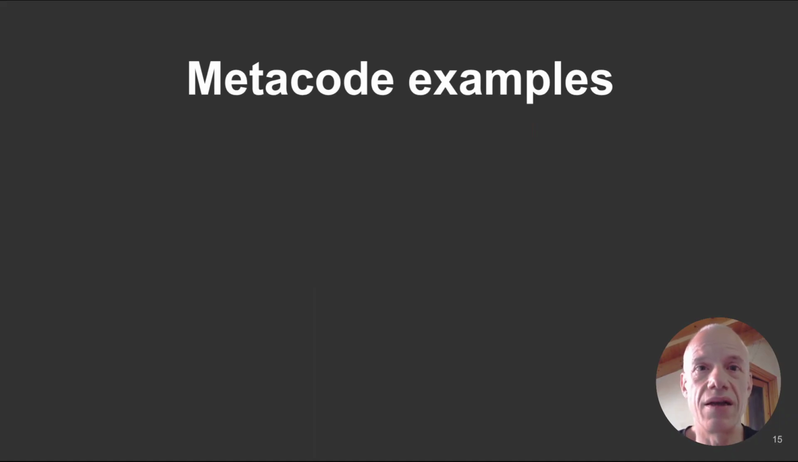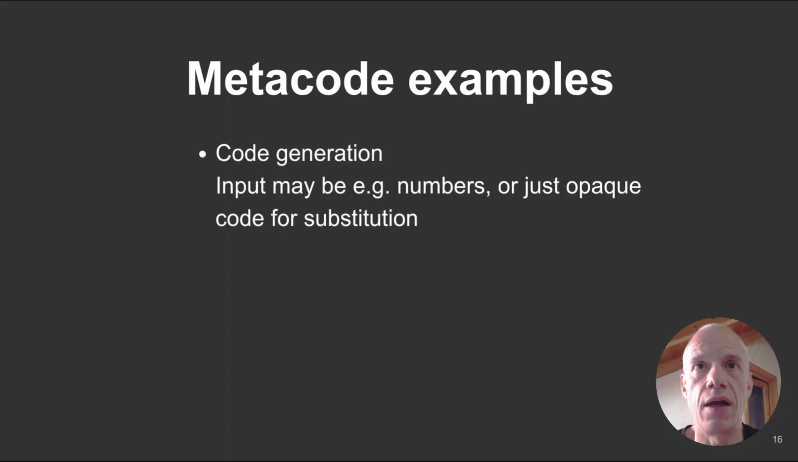First, remember that since metacode is just code, this is not an exhaustive list of possible problems you want to solve, because that would be like creating a list of all possible programs and doesn't make any sense at all. The first is code generation. Like I said, your input may be a number, or maybe just code, but there is no analysis. That code is just, for example, used for substitution.